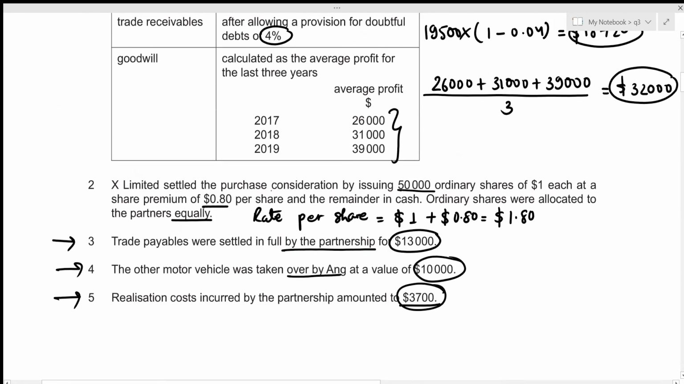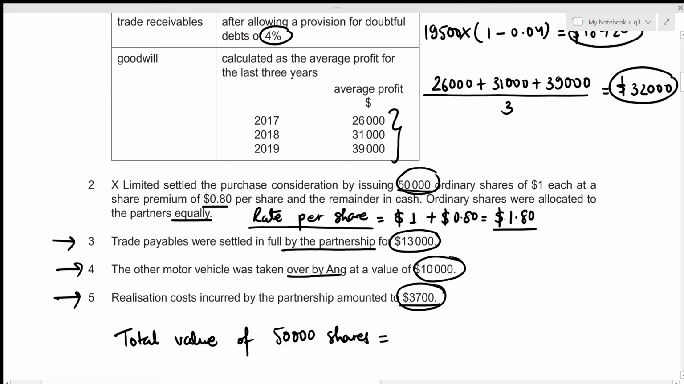X Limited settled the purchase consideration by issuing 50,000 ordinary shares, and we figured out the rate per share to be 1.80. So I have to figure out the total value of the 50,000 shares. So we know that the value for one share is 1.80. So for 50,000 shares, that's just going to be 50,000 times 1.80. So this gives the total value, which is 90,000.